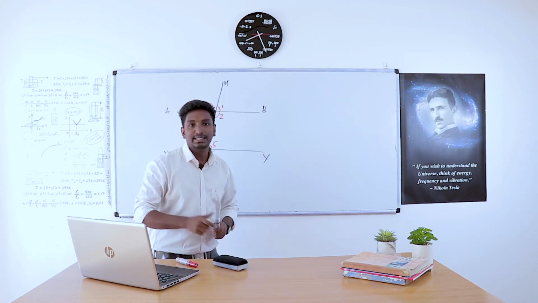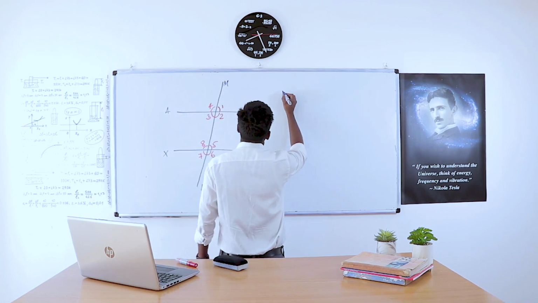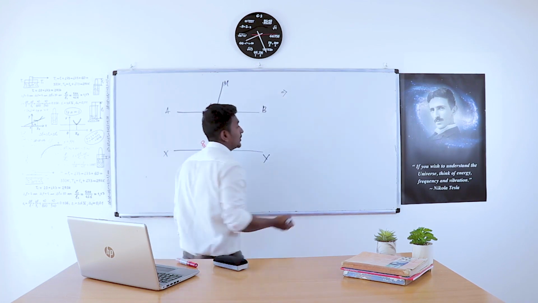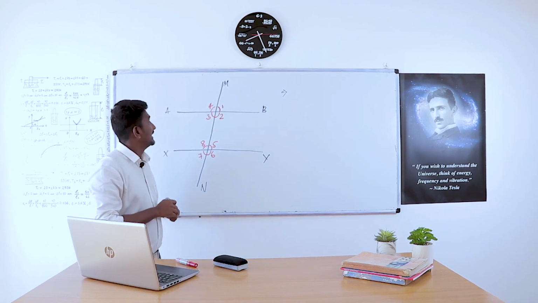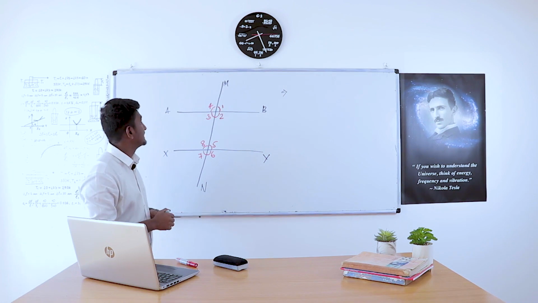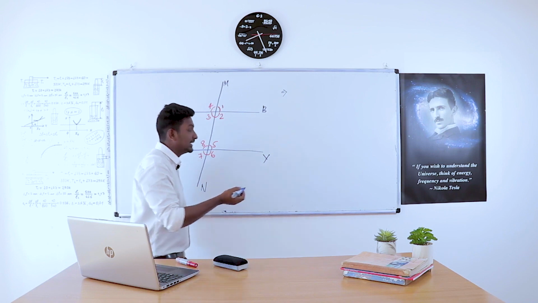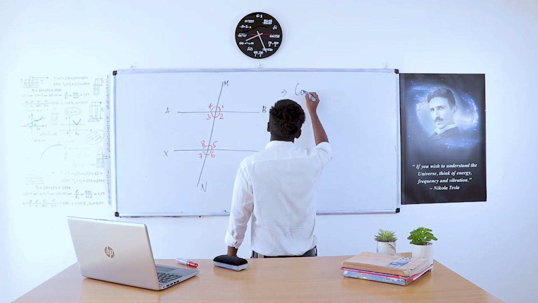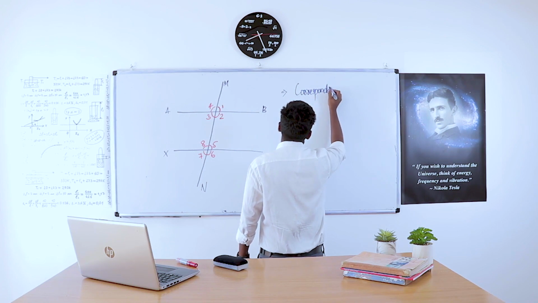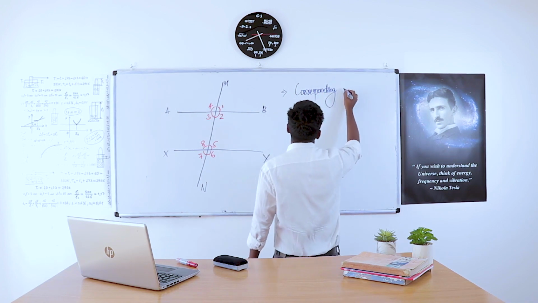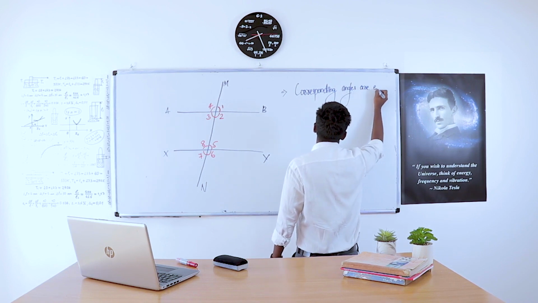We have already stated theorem number 1 in this chapter. This is theorem number 2. Note it down in your notebook. The second theorem states that if a transversal intersects parallel lines, then the corresponding angles formed are equal.